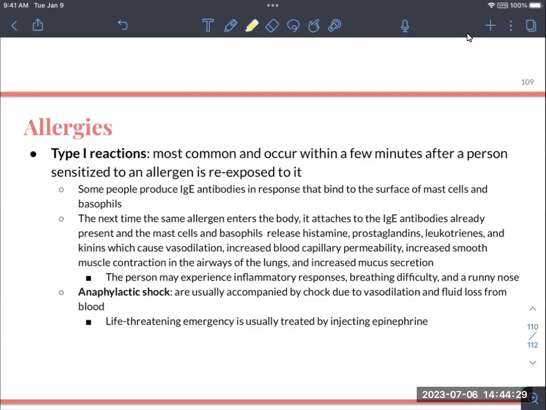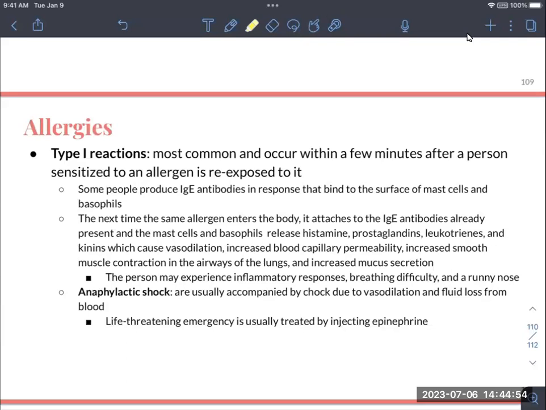Like somebody who now has a shellfish allergy, myself as an example, I used to be able to eat shellfish just fine. I went about 3 or 4 years without eating shellfish, was exposed to shellfish, and had an anaphylactic reaction to it. So my body just developed it over the years.